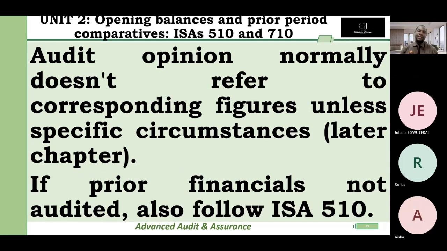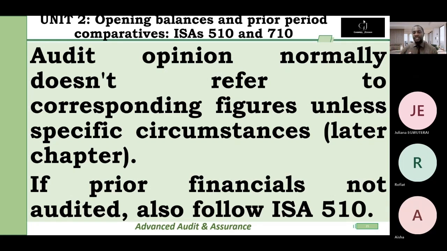So the audit opinion normally doesn't refer to corresponding figures unless specific circumstances. We'll be looking later at this audit opinion in, I think, chapter 14, which is reporting. We're looking at that substantially. So the audit opinion doesn't really refer to figures. It refers to systems, processes, and if the financial statement is presented and is the true and fair view of the financial statement is clear, and the opinion of the auditors are geared towards it.